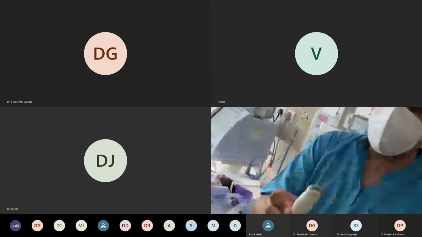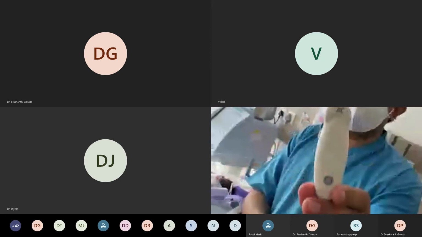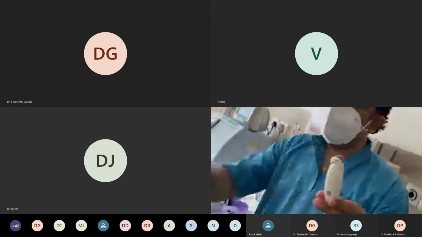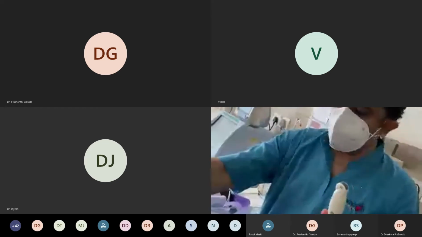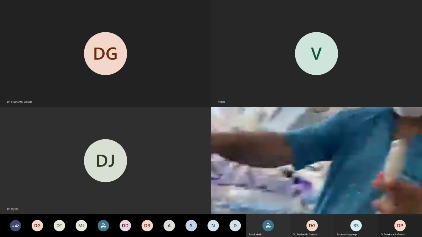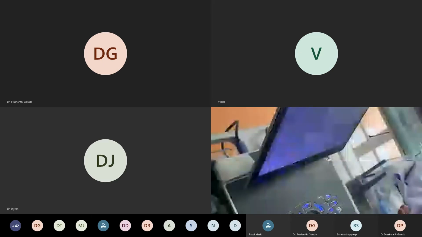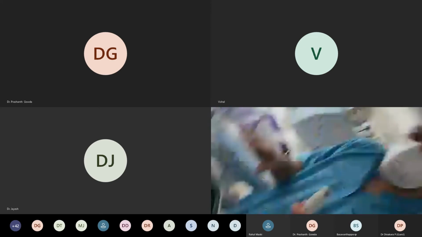Yeah. So this is the curvilinear 8C probe. This also you can adjust. The machine I have is a Vivid IQ Premium with a lot of features which I am learning now. This has got tissue tracing, this has got everything. I'm trying to learn it now.